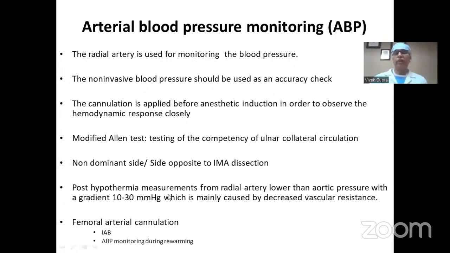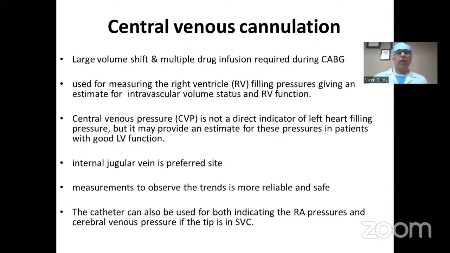There can always be a difference in the post-cardiopulmonary bypass period between the radial artery and the femoral artery pressure. So a femoral artery cannulation in the CABG patient must be done, which can be helpful for placing an intra-aortic balloon in case the patient is not recovering, and for continuous arterial blood pressure monitoring while rewarming.